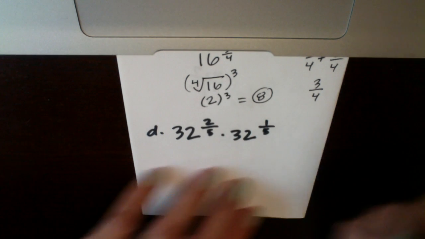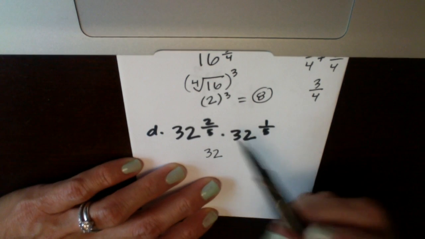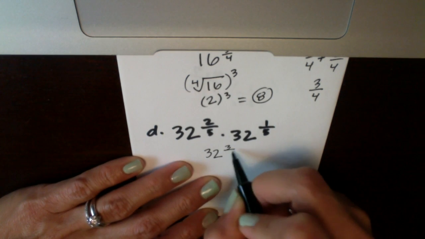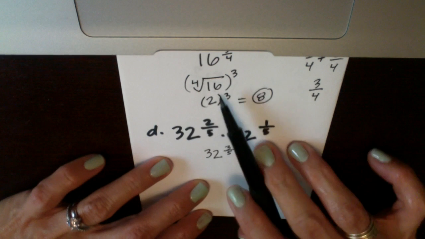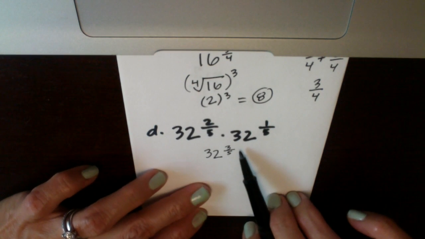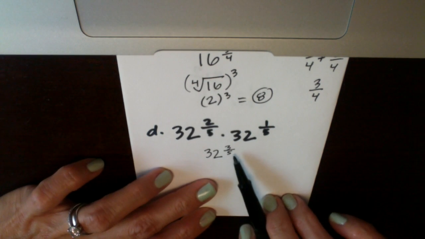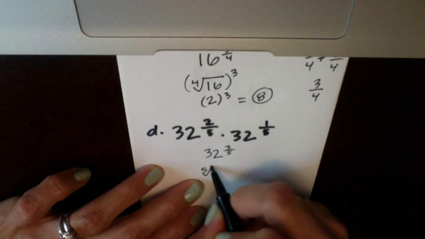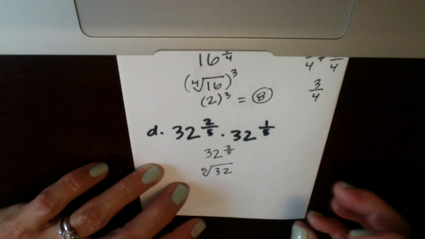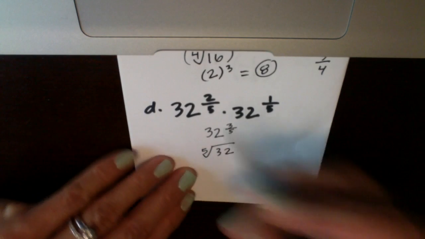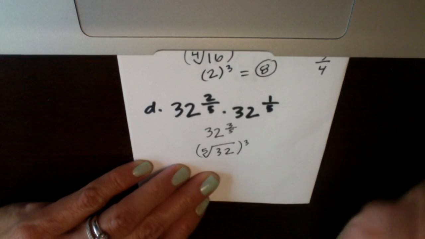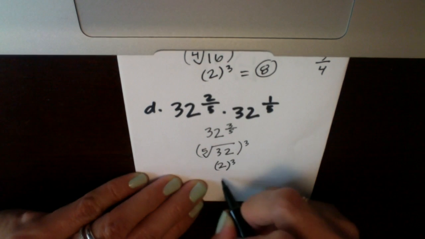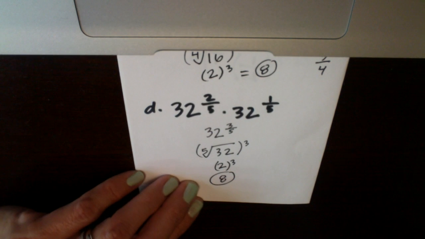Next, 32 to the 2/5 times 32 to the 1/5. Leave the base number the same and add exponents. So 2/5 plus 1/5 makes 3/5. Just like the last problem, this is going to simplify further. The 5 represents the root, and 3 is left up top. So we're going to take the 5th root of 32, but you still have that exponent of 3. The 5th root of 32 is 2, and then cubed makes a total of 8.